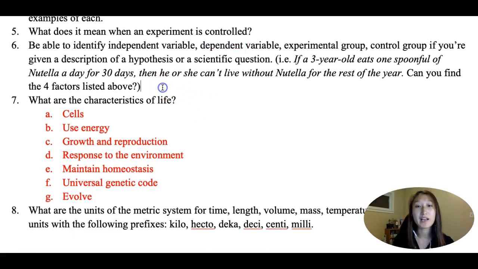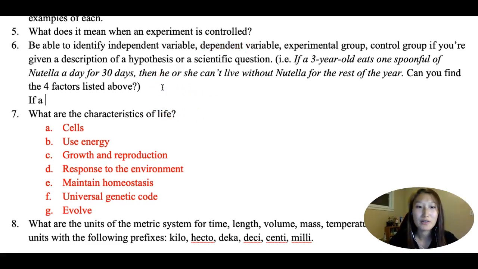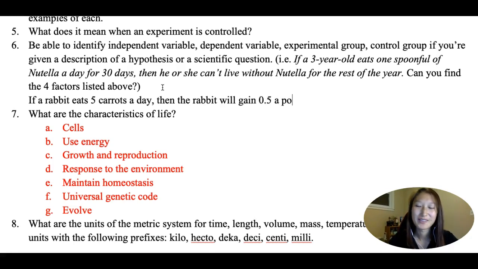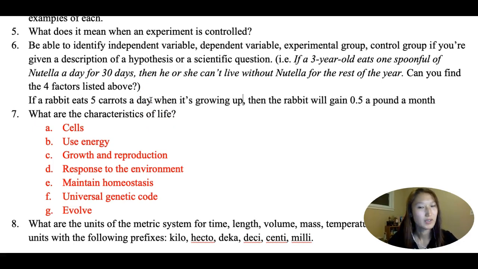Another example could be, let's say, if a rabbit eats 5 carrots a day, then the rabbit will gain half a pound a month. All right, so for example, over here we have, if a rabbit eats 5 carrots a day, then when it's grown up, the rabbit will gain however many pounds.